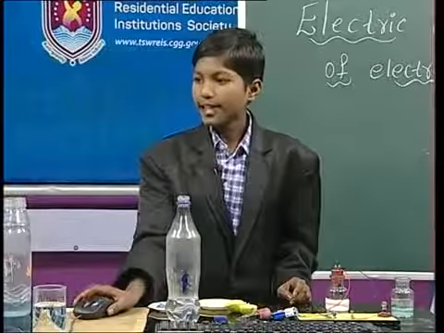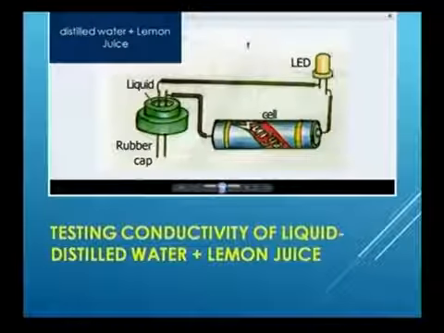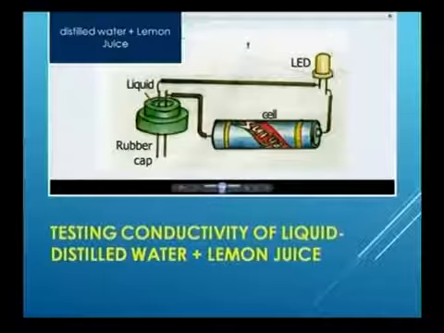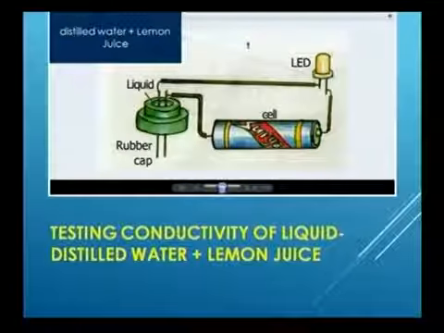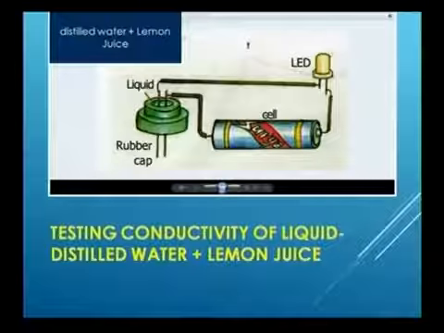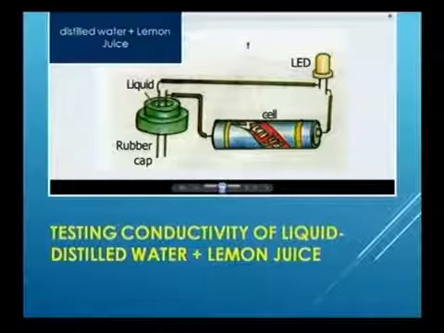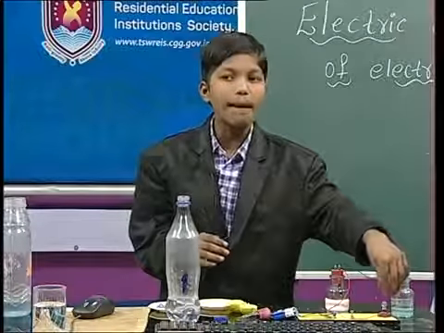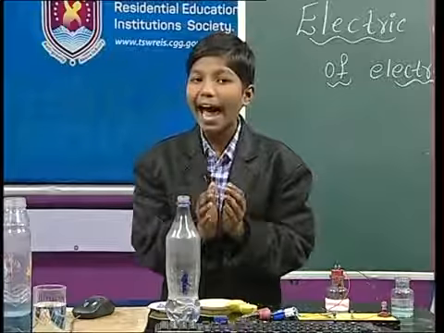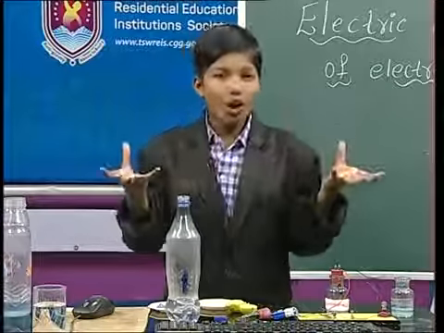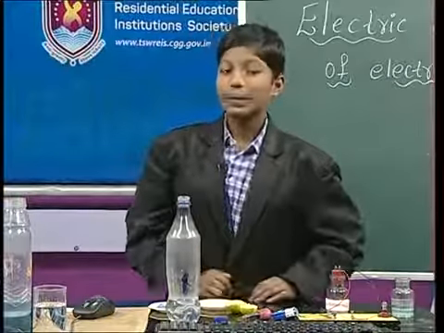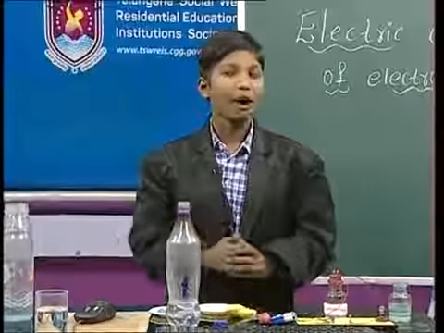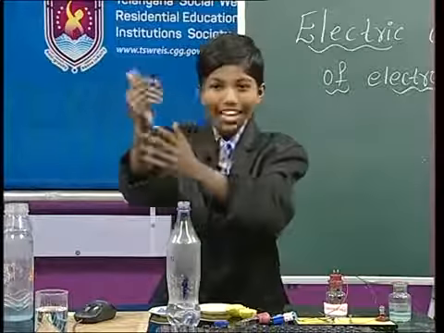And see our procedure, we had already told that we have to set up all the operators in the same way. Here, testing conductivity of liquid: distilled water with lemon juice. When we add lemon juice to the distilled water, we observe that the LED bulb glows, meaning the light emitting diode glows. So we say that it is a good conductor. Let us see, friends, whether our result matches our PowerPoint or not. Please keep your eyes on the screen, friends.